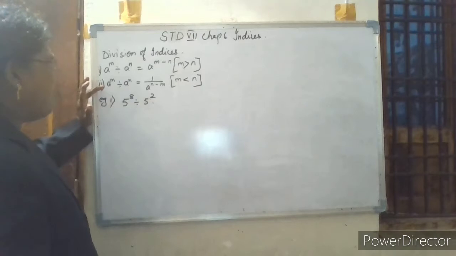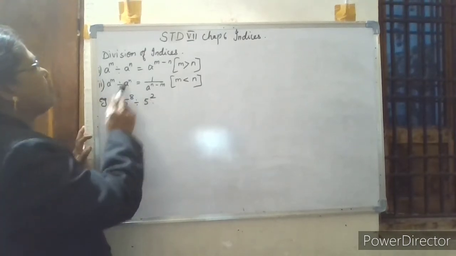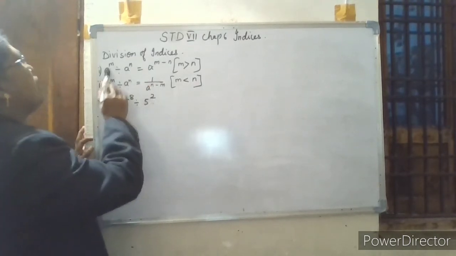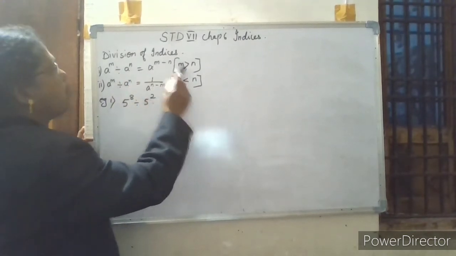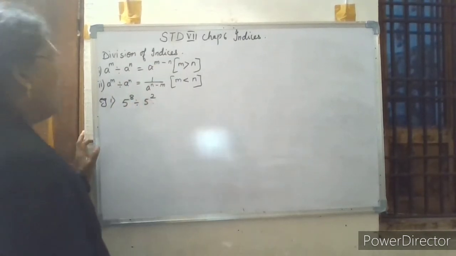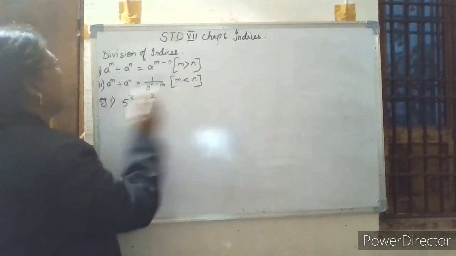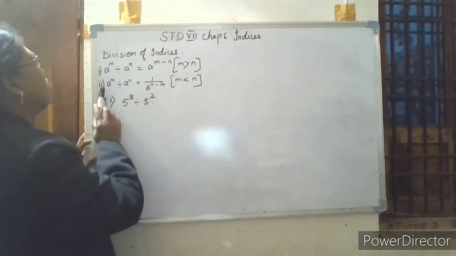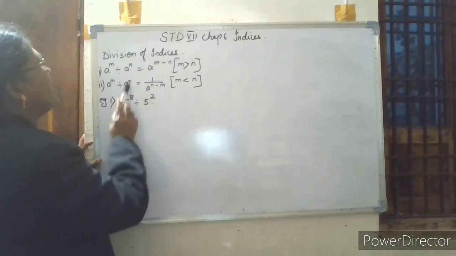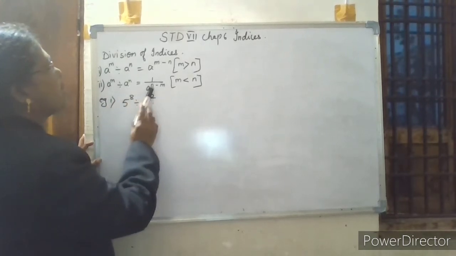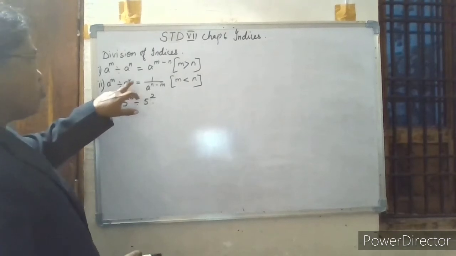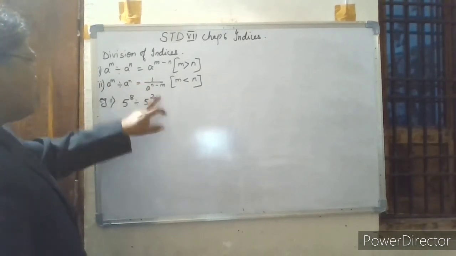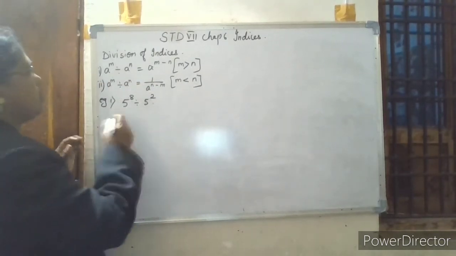The second formula is a^m divided by a^n. This is a^m divided by a^n is equal to a^(m-n) when m is greater than n. But if m is smaller than n, then the formula changes: a^m divided by a^n is equal to 1 by a^(n-m). Here n is greater, so n minus m. So therefore, now look at this one.